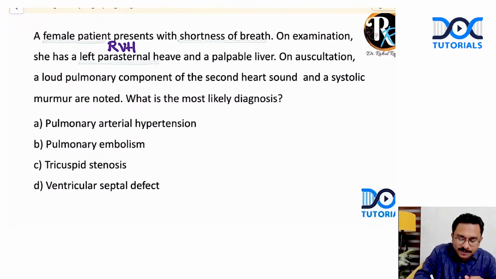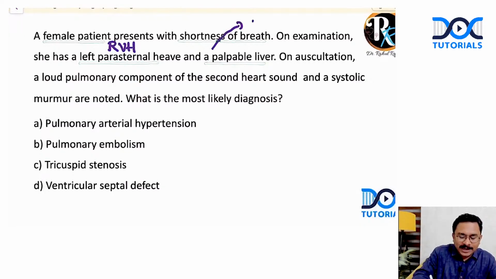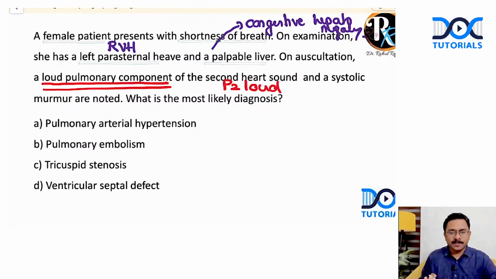And there is some sort of a palpable liver as well. The liver is palpable. So maybe there is some sort of a right heart failure causing a congestive hepatomegaly. So this could be due to a congestive hepatomegaly due to a right heart failure. Congestive hepatomegaly is what you will call it. But very important point in this question, there is a loud pulmonary component of second heart sound, which means the P2 is loud, and systolic murmur. So what do you think? Female patient, shortness of breath, loud P2, you have to consider the condition pulmonary arterial hypertension.